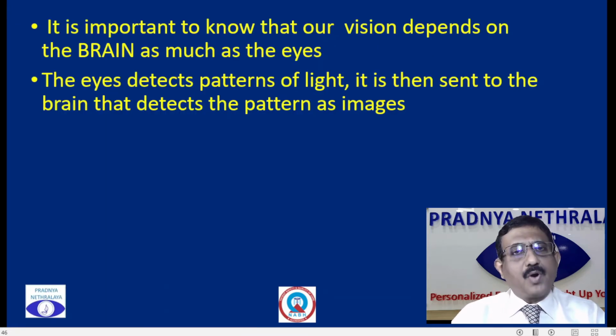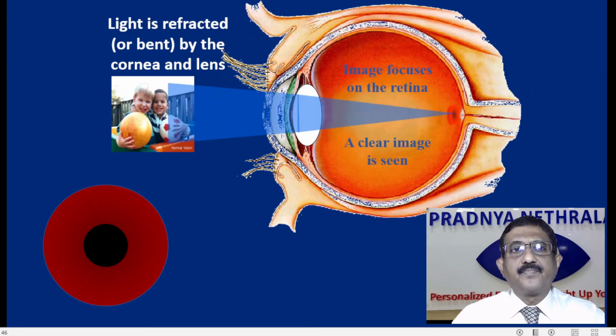It is very important for all of us to know that our vision depends upon the brain as much as the eye. The eye basically detects patterns of light, and this light is sent to the brain, which detects this pattern as images. So light is bent or refracted by the cornea and the lens, and it is focused onto the retina. It passes through the pupil.